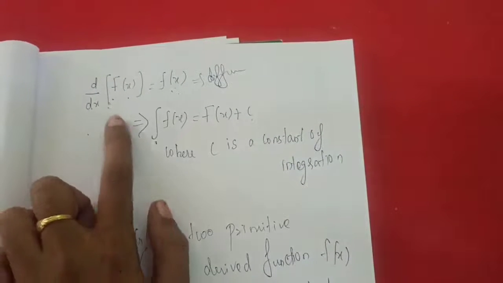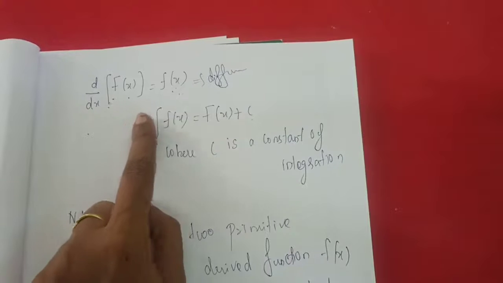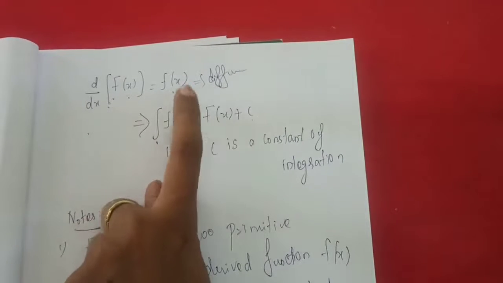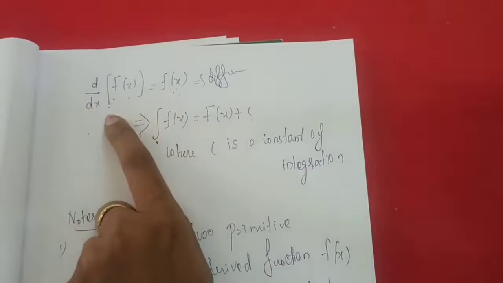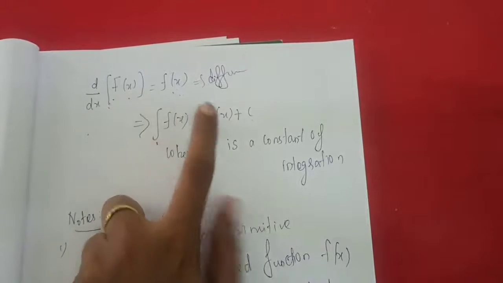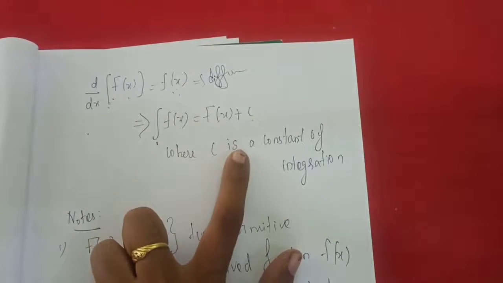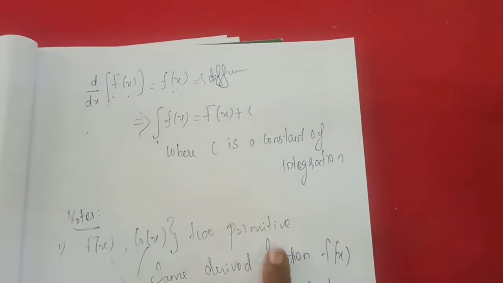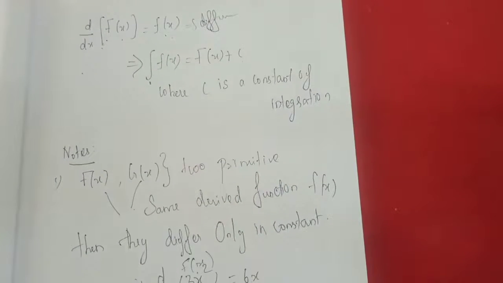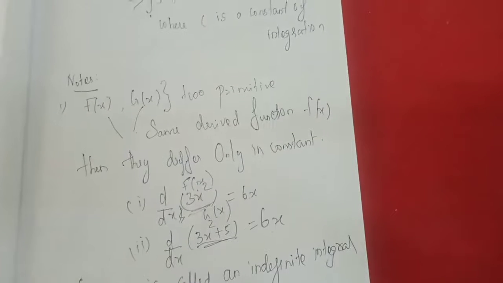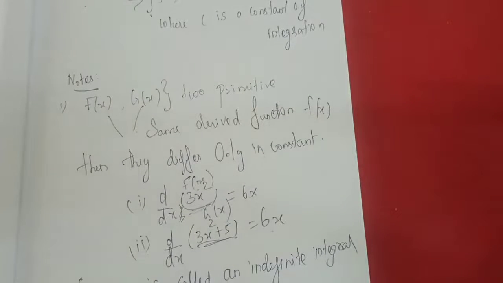d by dx of capital F of x is equal to small f of x. This is differentiation. When you integrate this small f of x, you will get capital F of x plus c, where c is called the constant of integration. Some basic notes I have taught you: if two different primitive functions give the same derived function, they will differ only in the constant.